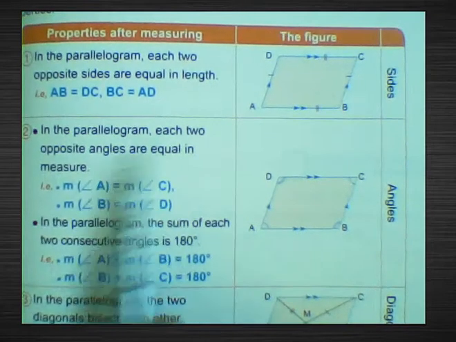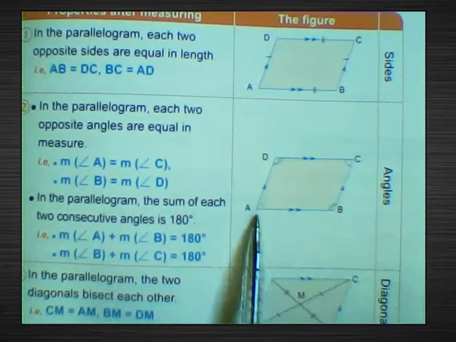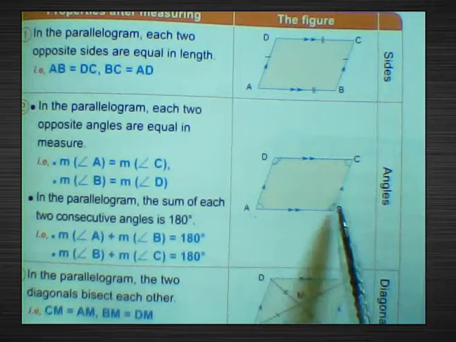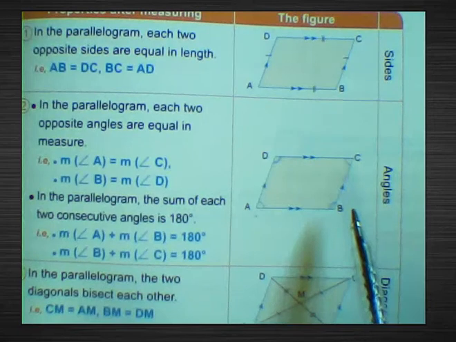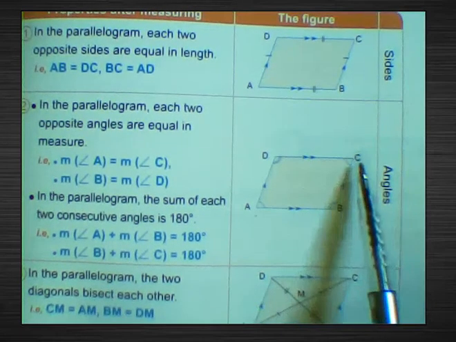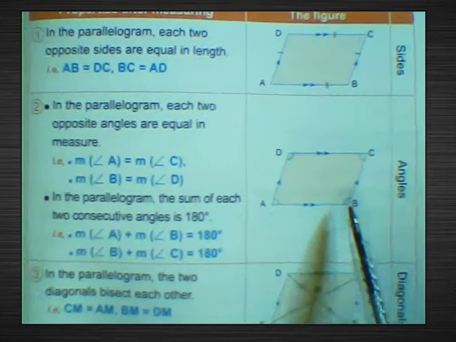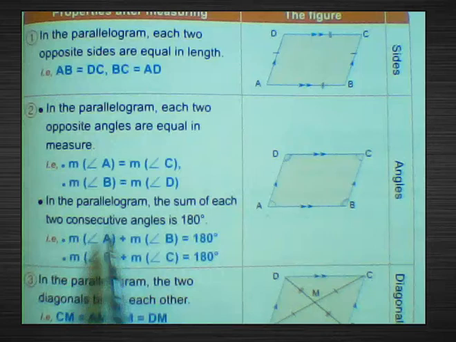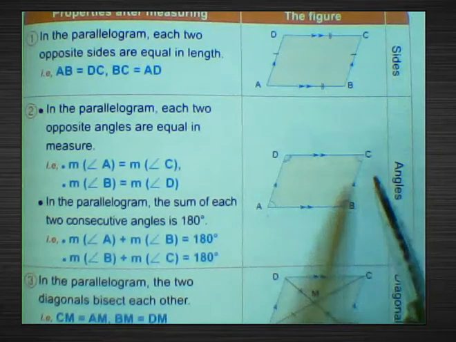In the parallelogram, each two opposite angles are equal in measure, such that the measure of angle A equals the measure of angle C, and the measure of angle D equals the measure of angle B. In the parallelogram, the sum of each two consecutive angles is 180, such that the measure of angle C plus the measure of angle B equals 180. The measure of angle A plus the measure of angle D equals 180, and the measure of angle B plus the measure of angle C equals 180.